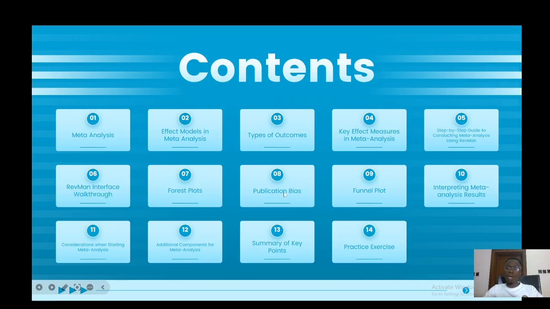Then we'll generate some forest plots using some of the examples that we're going to be working with. Then we're going to look at publication bias. We'll look at what funnel plots are. We'll look at how to interpret a meta-analysis result. And then we're going to look at some of the considerations we could have whenever we want to start a meta-analysis, and then some additional components for meta-analysis, then a summary of key points and practice exercise.